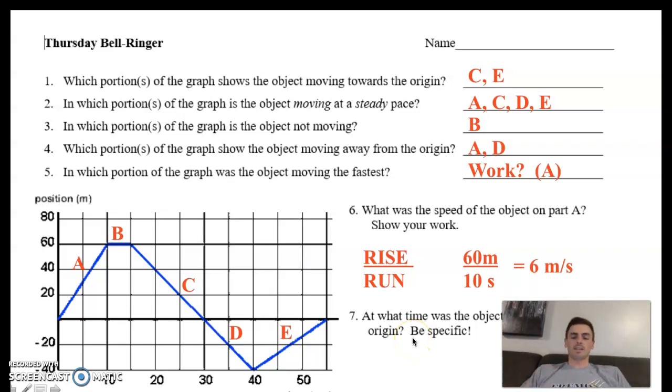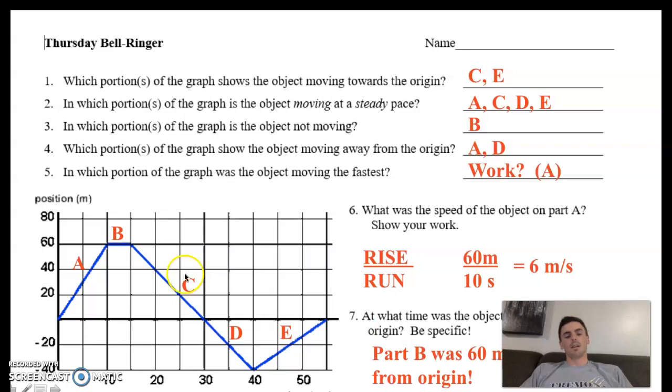At number 7 then, it says at what time was it farthest away? Guys, if you go look here, part A, it starts to go far away. At part D down here, we're 40 meters behind the origin. But up here at part B, we're 60 meters away. And that's the furthest we ever are away because then we turn around and walk back.